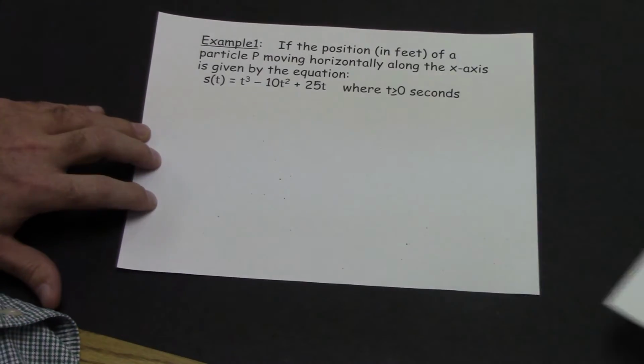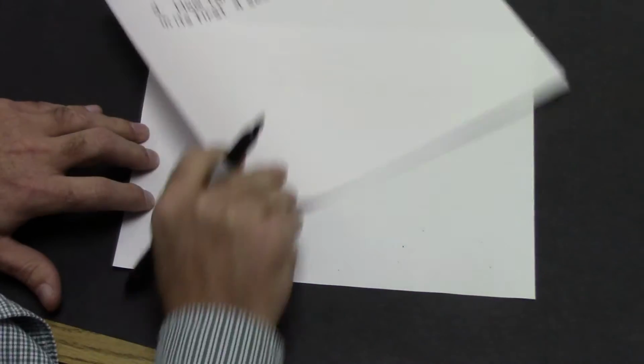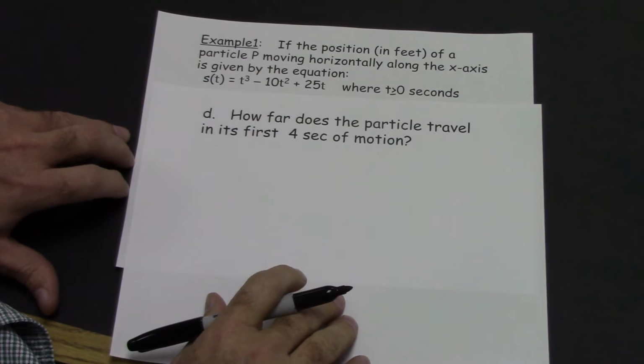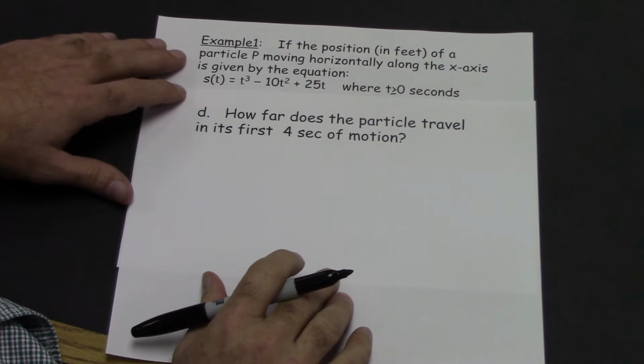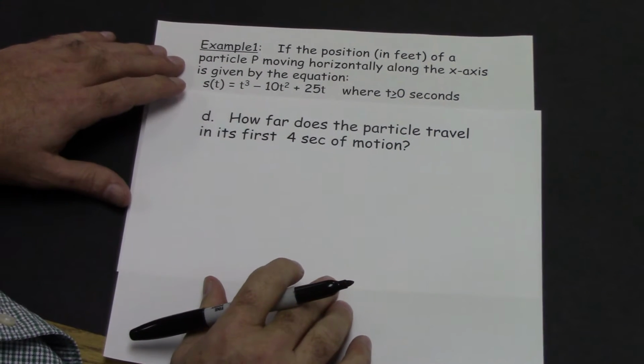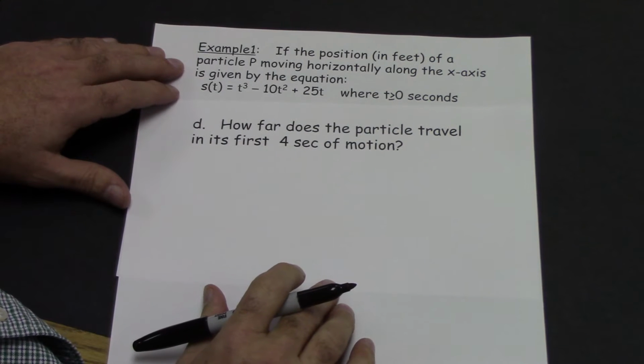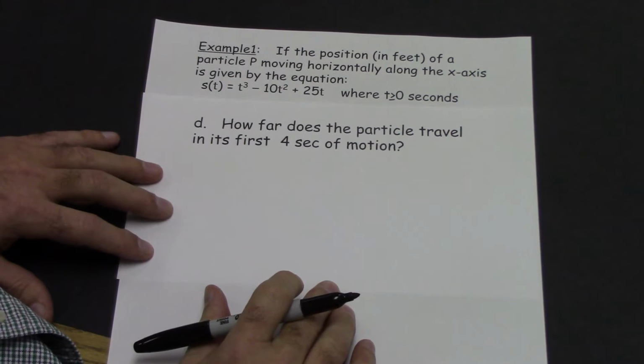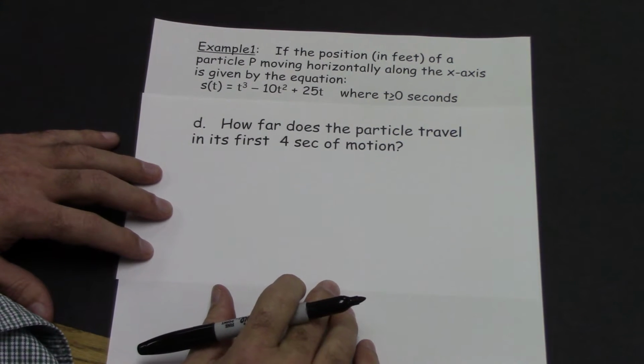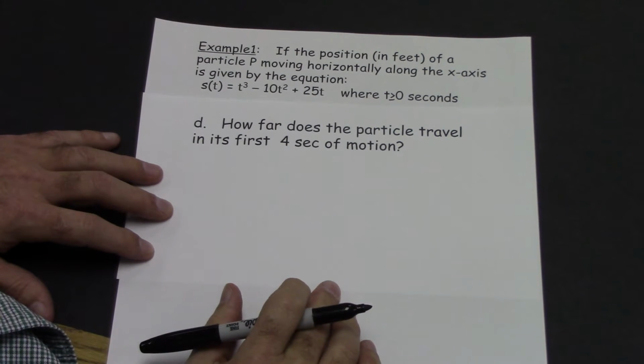Now we've got one more part on this problem. Let's try part D. It says, how far does the particle travel in its first 4 seconds of motion? So the first 4 seconds of motion.